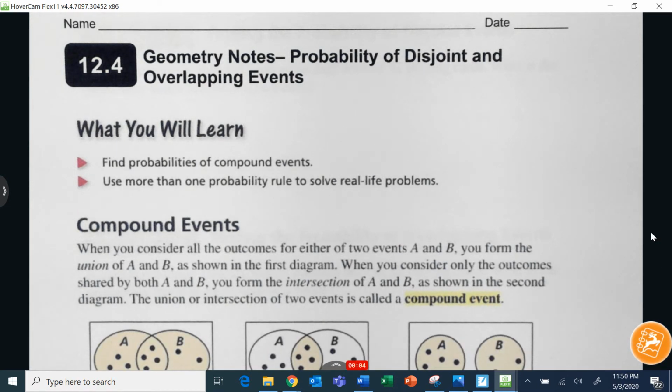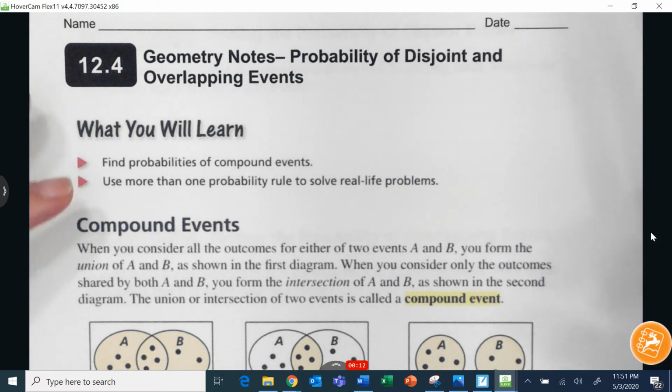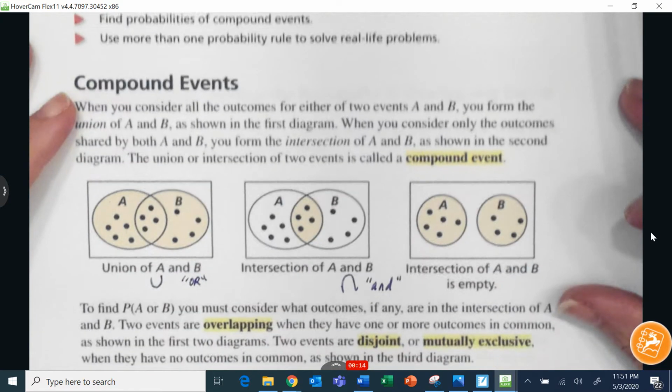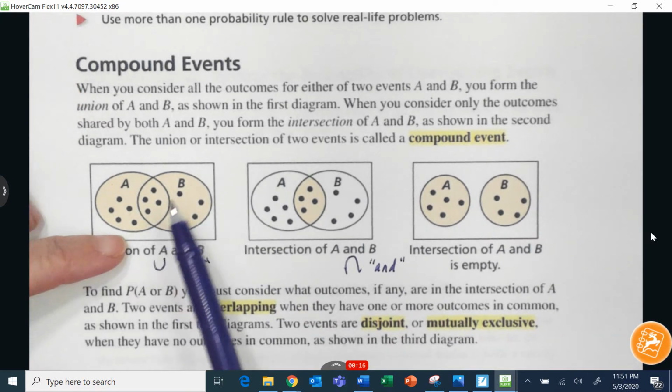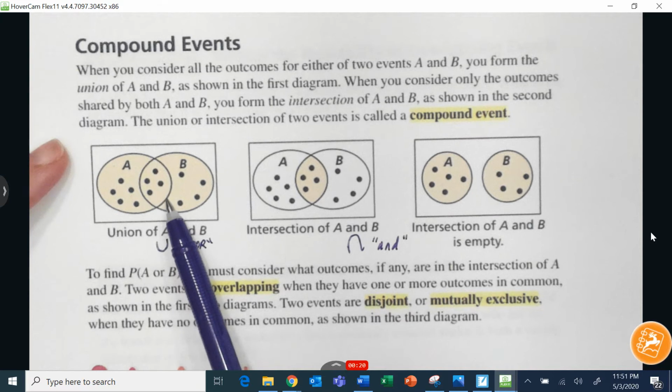Today we are going to go over probability of disjoint and overlapping events. When we talk about disjoint or overlapping events, we can really visualize that using Venn diagrams. Here's a Venn diagram where we have things that overlap. This would be overlapping events.